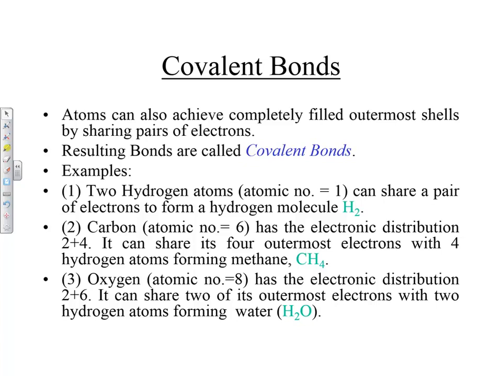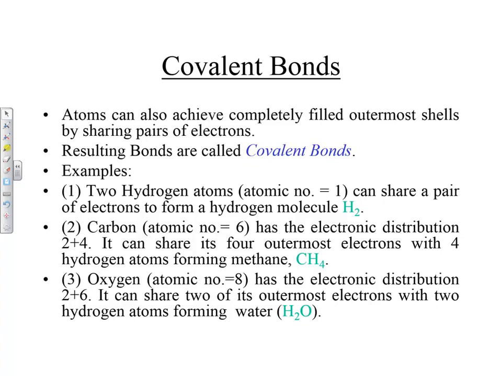So atoms could also achieve completely filled outermost shells by sharing pairs of electrons, right? And the resulting bonds are called covalent bonds. I give you some examples here. Two hydrogen atoms: each hydrogen atom has got 1 electron in its outermost shell, so two hydrogen atoms could share a pair of electrons between them to have a completely filled up outermost shell, and it'll form a hydrogen molecule. That's H2, right?